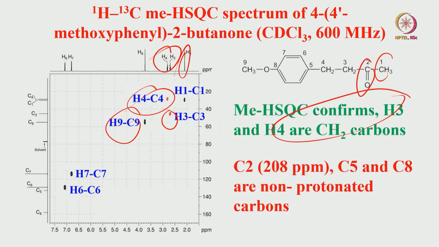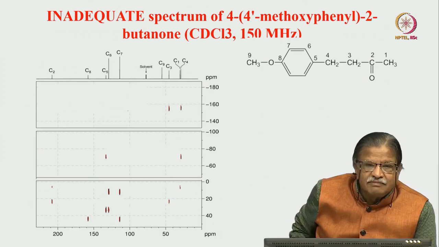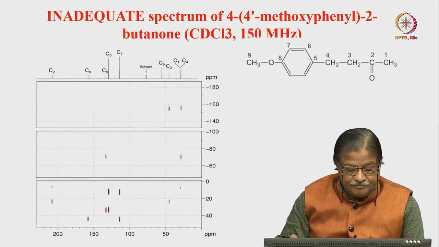That carbon 2 also correlates to proton 5, carbon 5 and carbon 8. So three non-protonated carbons are present here: C5 and C8 you can see here. C8 will not correlate to anything because it is a CO carbon. But in the carbon 13 dimension, you are seeing all the peaks. This is the INADEQUATE spectrum. If you draw a horizontal line here, you can see the pseudo diagonal.